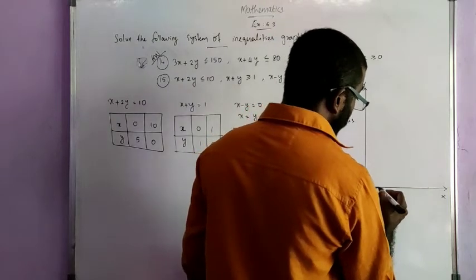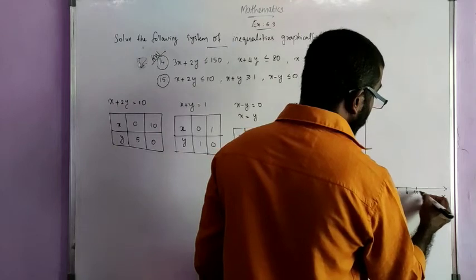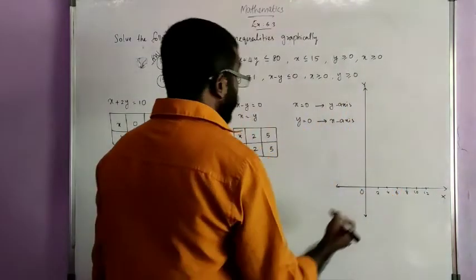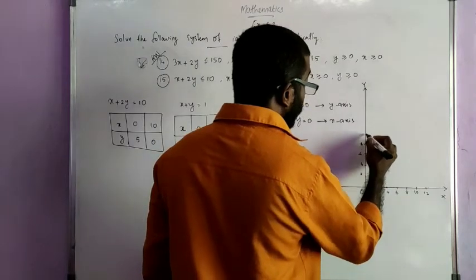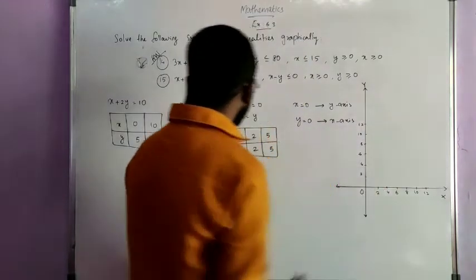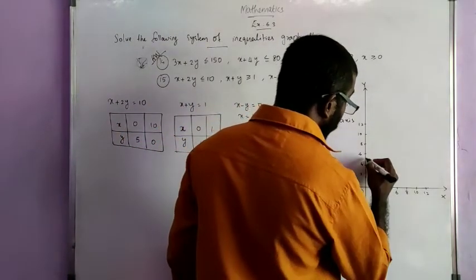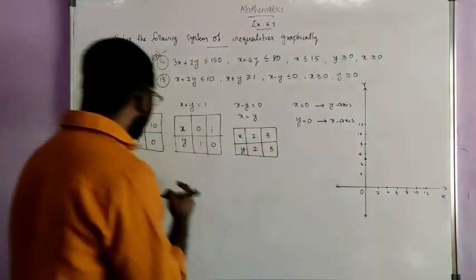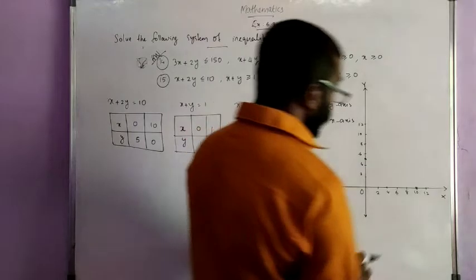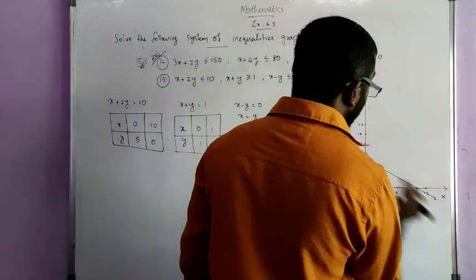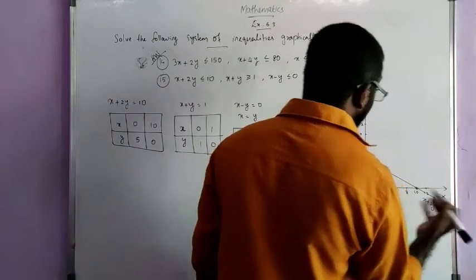So here we can mark 2, 4, 6, 8, 10, 12 and so on. Y-axis also 2, 4, 6, 8, 10, 12, etc. First is 0, 5. Here we can mark 0, 5. Then 10, 0. Here 10, 0. Now we can join these two points. So x plus 2y is equal to 10.